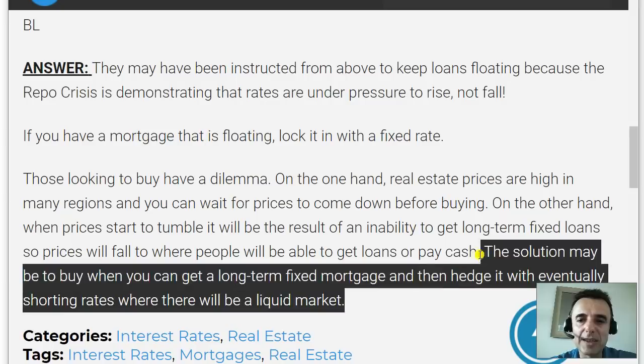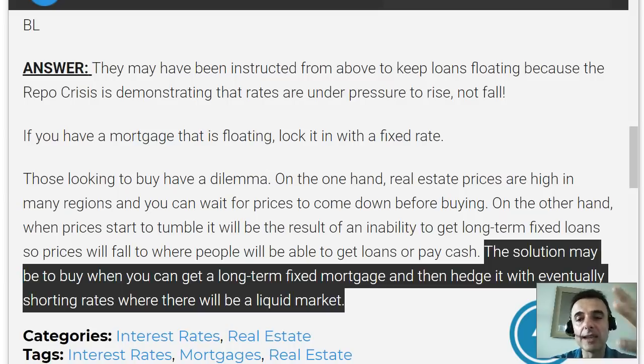So this is brilliant. It took me a few times to read this. So what does this mean? Once again, it means buy, get a long-term fixed mortgage rate, and then when the liquidity dries up, no one's able to borrow money because the interest rates have gone up or are on the way up, you want to short the interest rate.